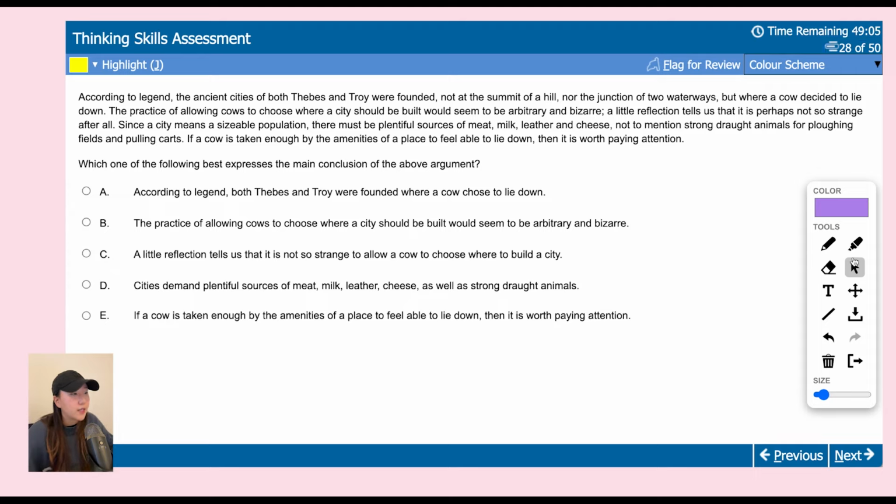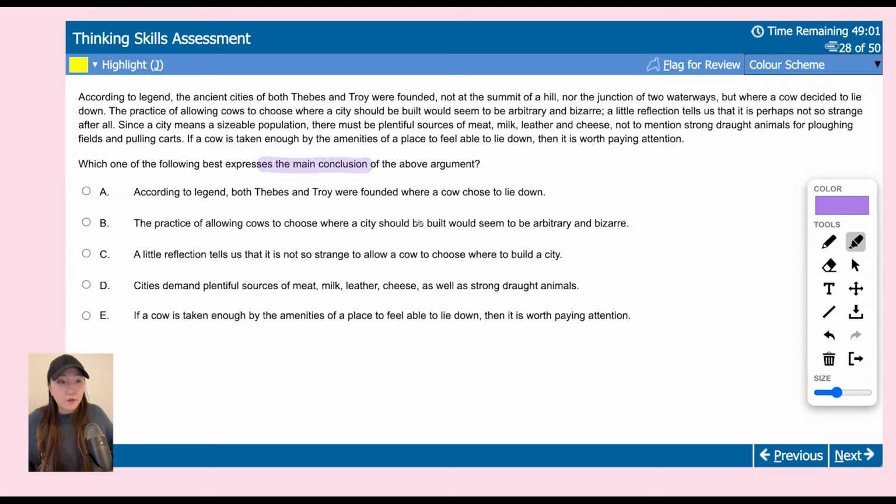Okay, main conclusion again. I think main conclusion, draw conclusion, and flaw, you're definitely seeing as being more and more common. Strengthen, not so much. Weakness and assumption, about the same. And then parallel principle, also about the same as weakness and assumption, 2 or 3 times. 3, yeah, something like that.